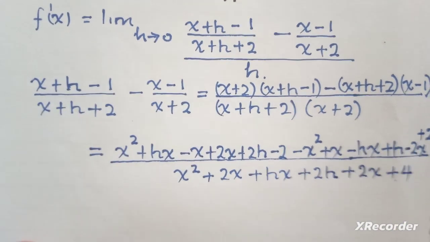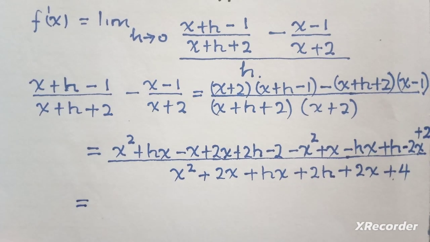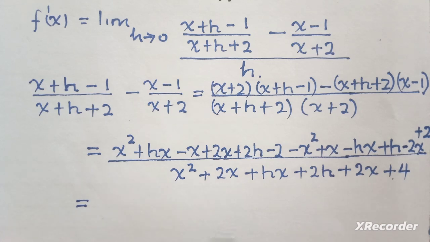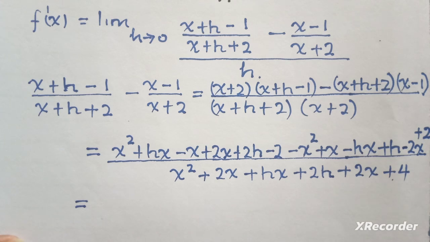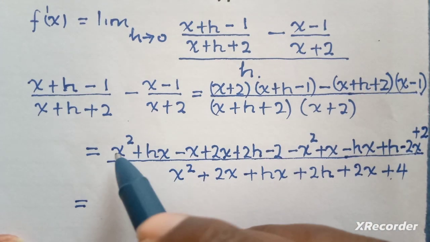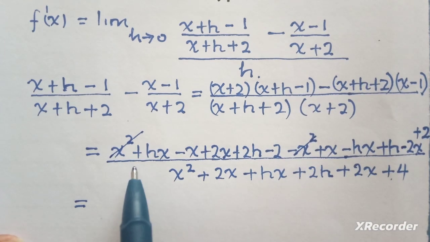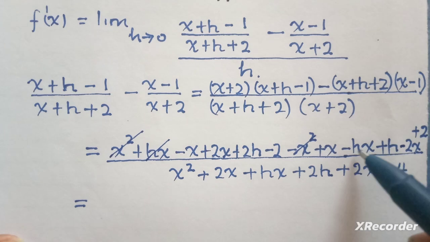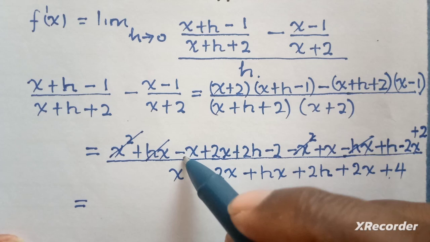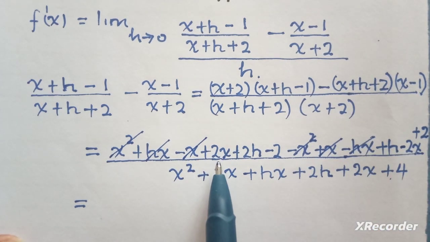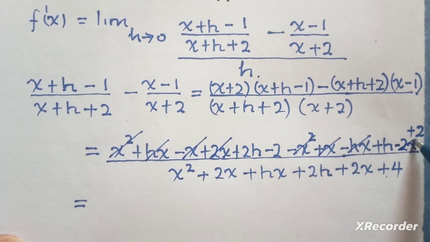And now, guys, we come and try to simplify the question, remembering that we still have our h here, which we are going to divide this. So let's see those terms that can be cancelled and those that can be added together. So you have this x, this one I can cancel because this is plus, this is minus. Then I have plus hx, I can cancel, and this is minus. Then we have minus x plus x, I can cancel that. Then you have 2x, I can cancel this and this.